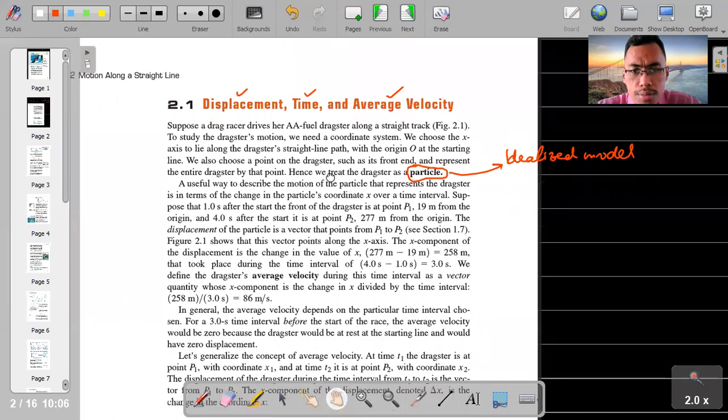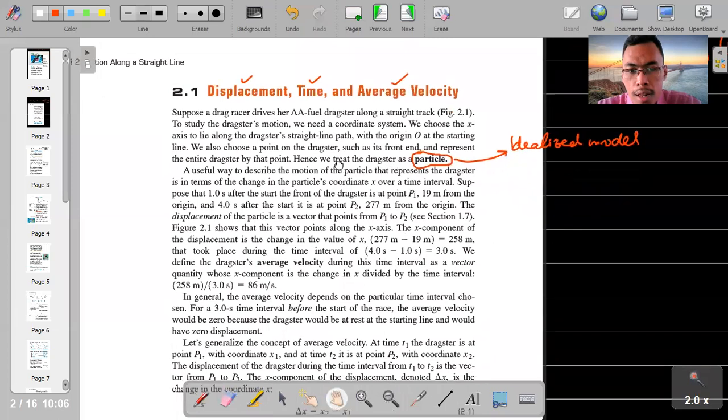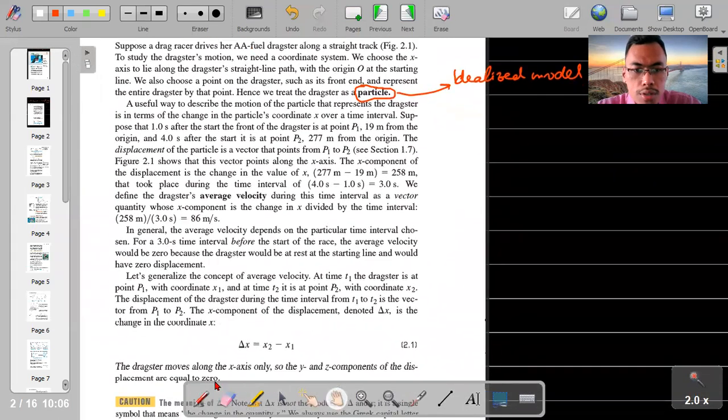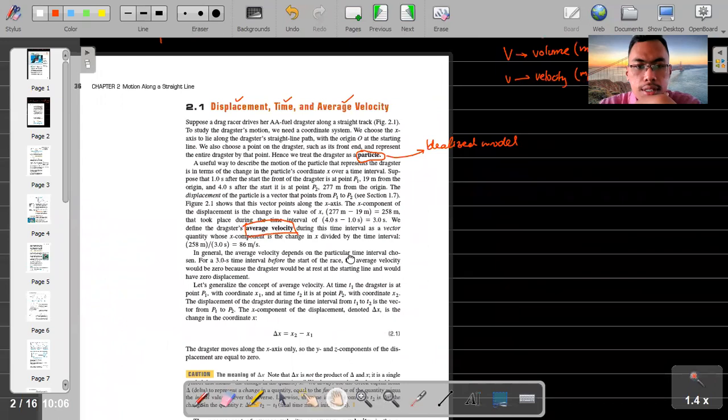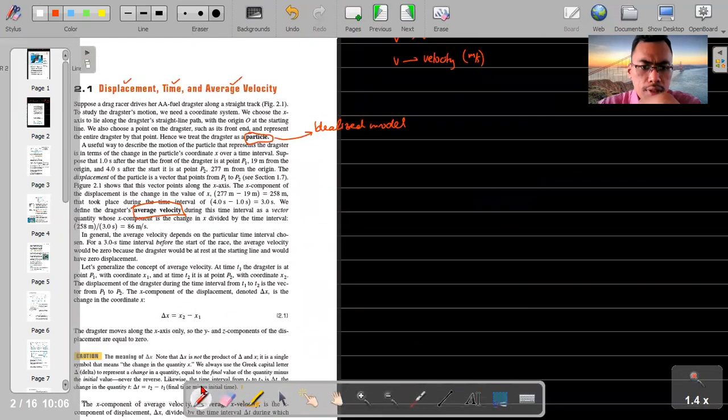Okay, so about the particle, and then we are going to talk about the average velocity. I will make it a simple thing. Let's say it is point A, and it is point P.